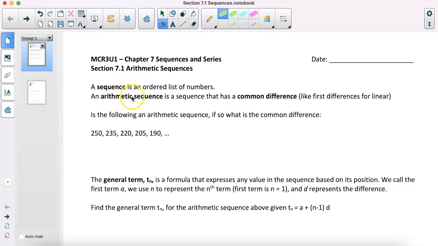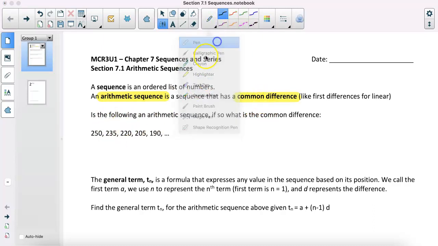Okay, so an arithmetic sequence is a sequence of numbers that has a common difference. So you can see the difference between these numbers in order are all going to be the exact same. So we're going to determine if the following is an arithmetic sequence, and if it is, what is that common difference?